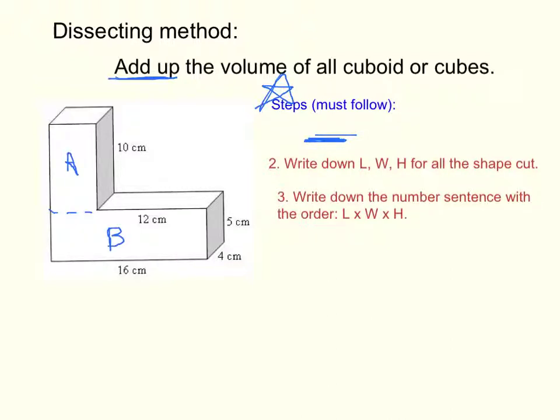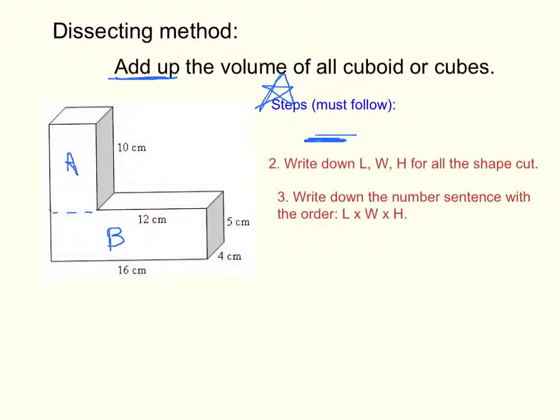Okay, you must do this step. First of all, draw lines to show people how you cut. After that, you name the shape. Put a letter in it. And then the second thing, what to do? After you cut the shape, you need to write down the length, the width, and the height for all these shapes. For example, please look at cuboid A first. Cuboid A is this one, and you need to find out the length, the width, and the height of it.